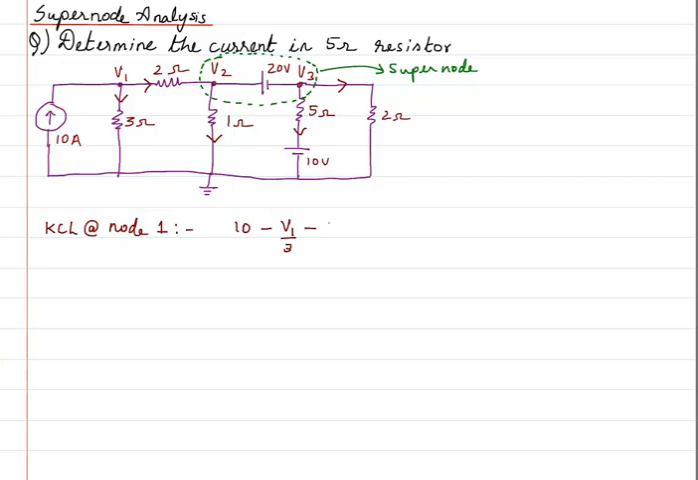Similarly minus, now what will we write for the supernode voltage? Don't worry, all we have to do is look at the node with which we are writing the branch. So here it will be V1 minus V2, divided by 2 ohms. So this is going to be our first equation. Remember there are three unknowns here, V1, V2, V3.